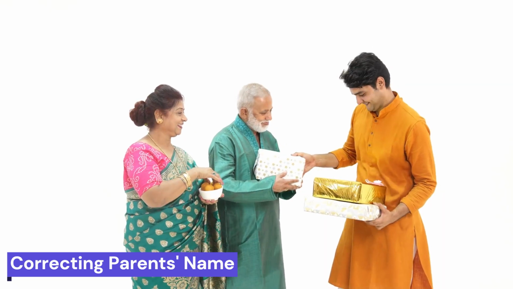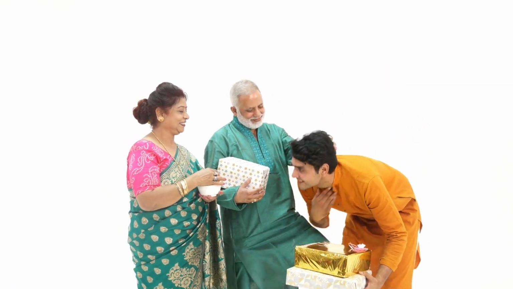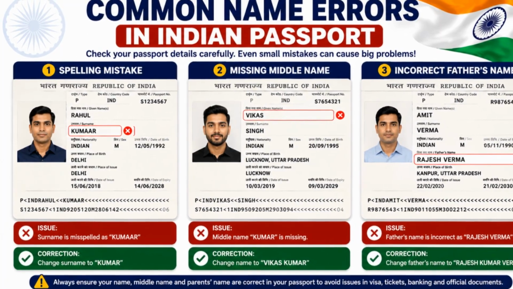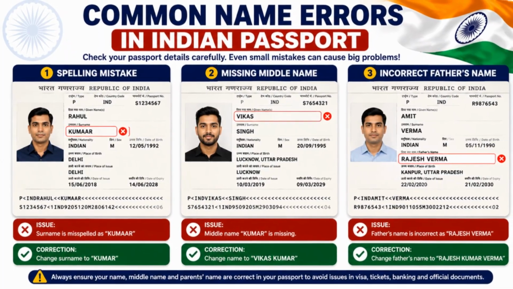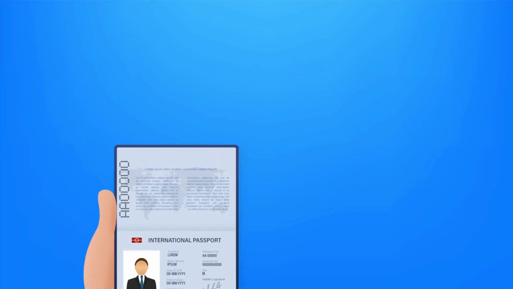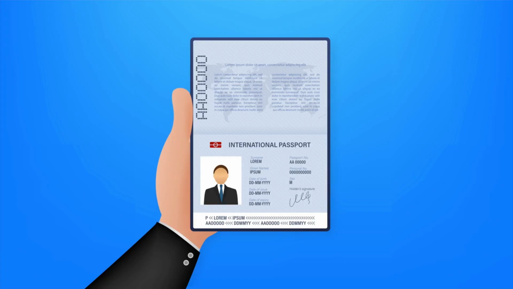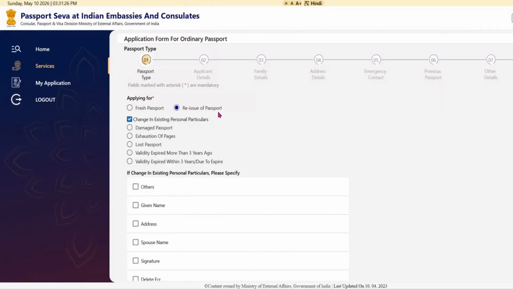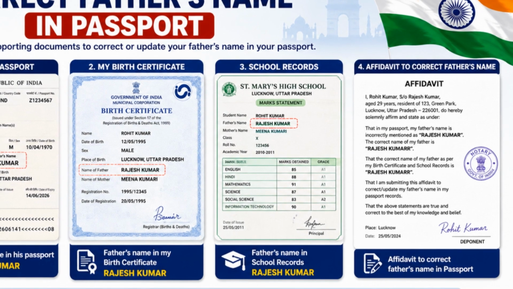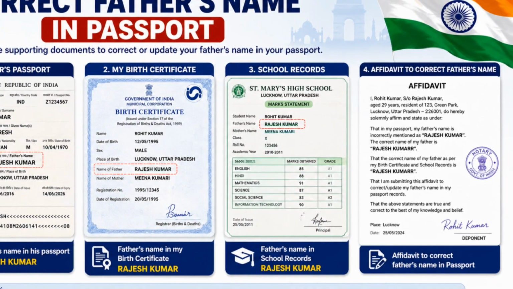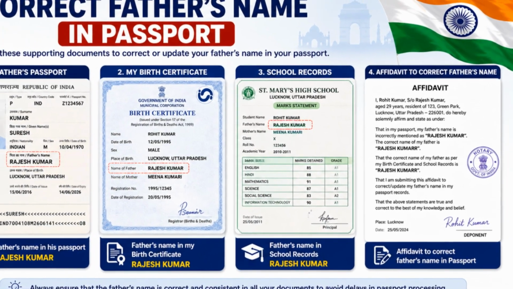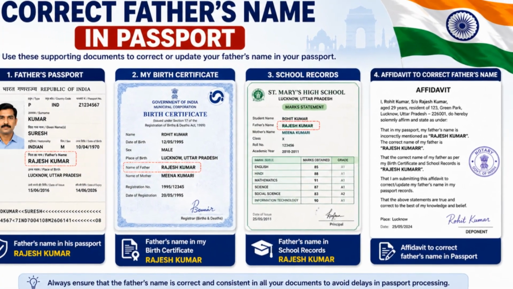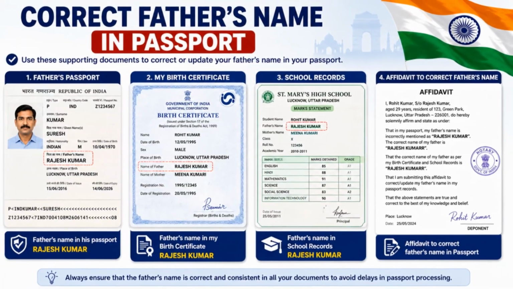Sometimes people need to correct their father's or mother's name. Maybe there is a spelling mistake, missing middle name, or incorrect surname. In that case, you can request correction while renewing or reissuing the passport. You must apply for a change in existing personal particulars and select others. Supporting documents may include parent's passport, birth certificate, school records, and an affidavit requesting the change.